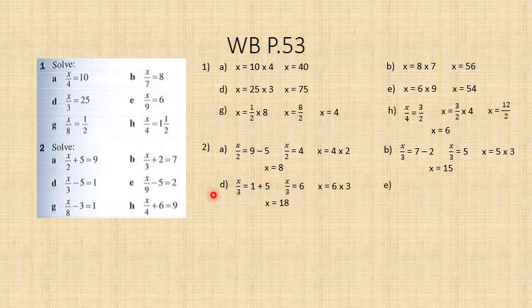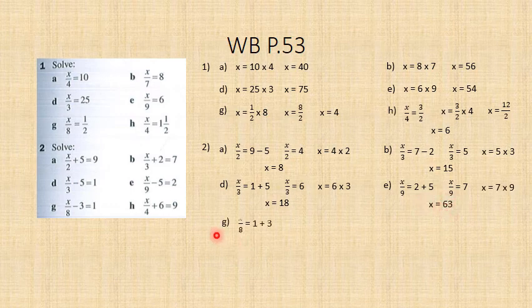In question E, I have x over 9 minus 5 equals 2. Make the inverse operation. The minus 5 is on the side with x, so I will make it plus 5 on the other side. So x over 9 equals 2 plus 5, which is 7. Then I will multiply by 9. So x equals 63.